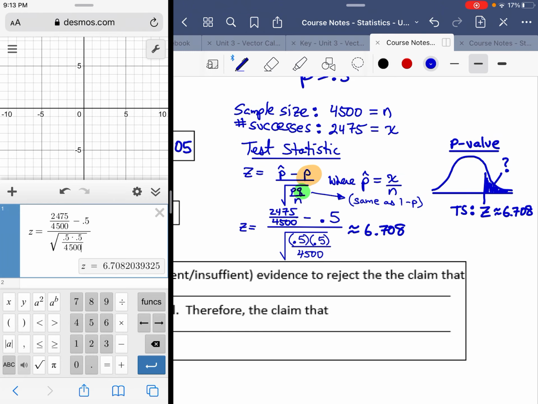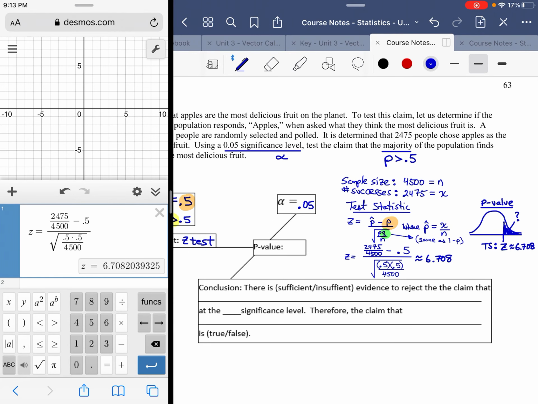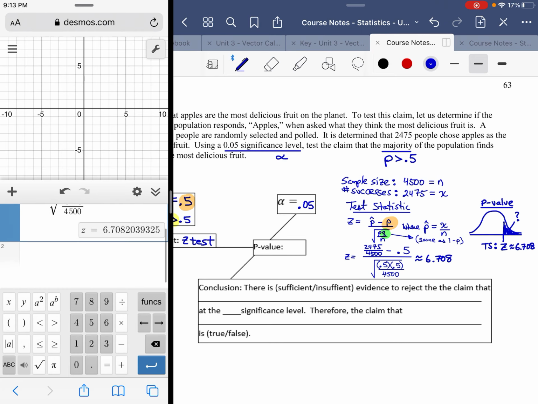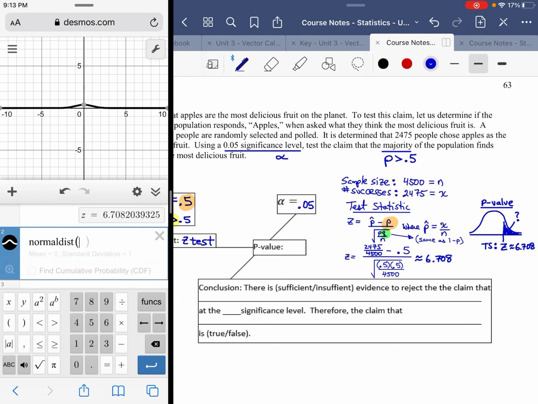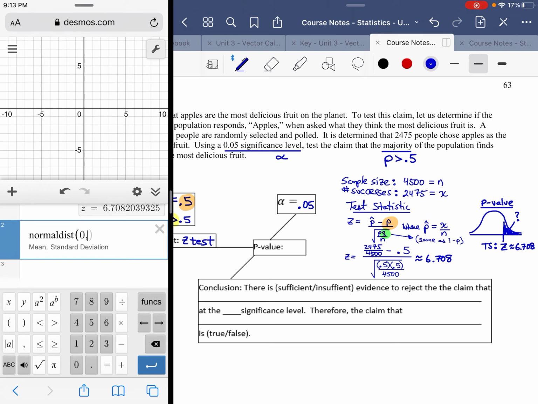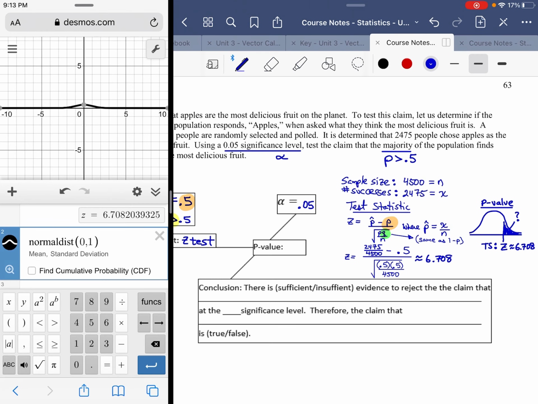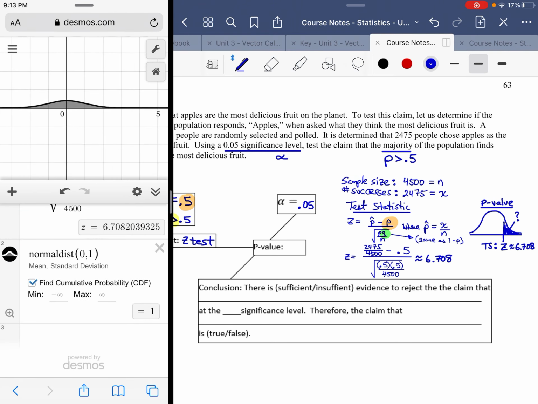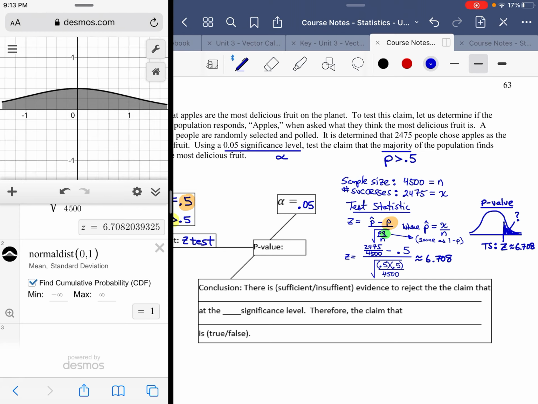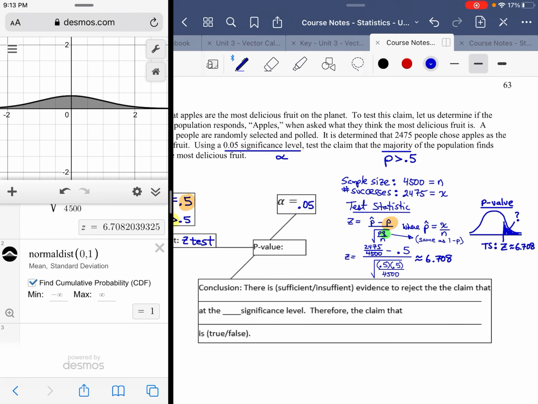All right, so all I need to figure out in order to determine my p-value is the area in the standard normal curve to the right of that number. So what I would do is I would now select function, distribution, normal distribution, 0, 1. Now, check off the box that says find cumulative probability. If we bring it in, get a good looking zoom there. It doesn't have to be perfect, but you want something that looks sort of like a standard normal.